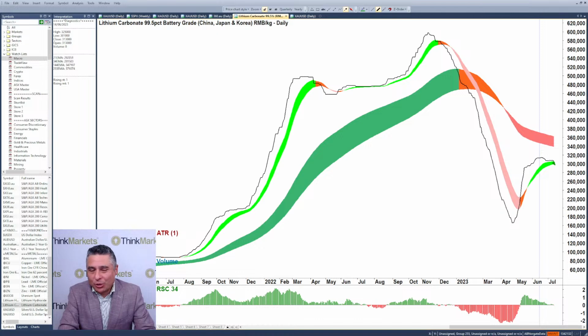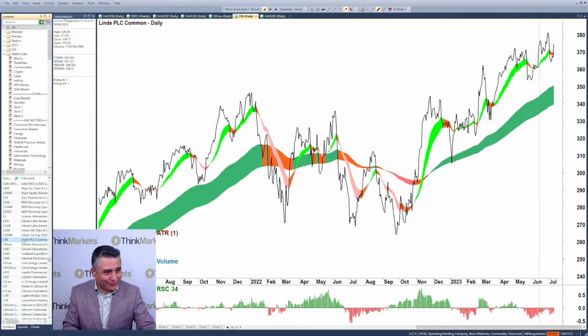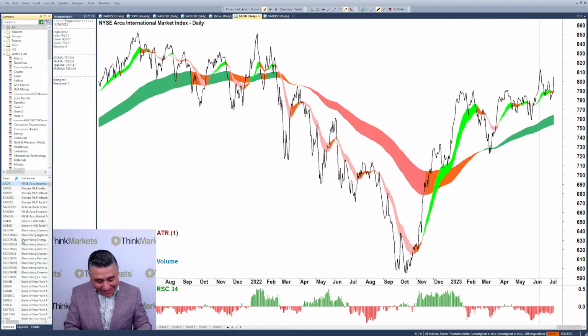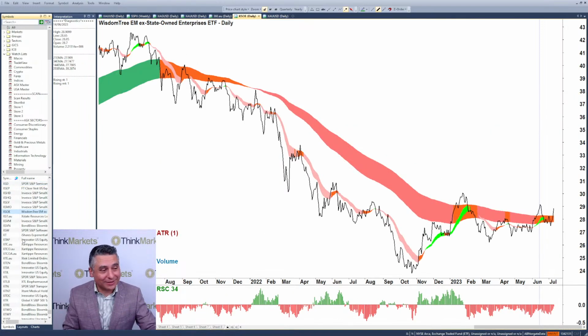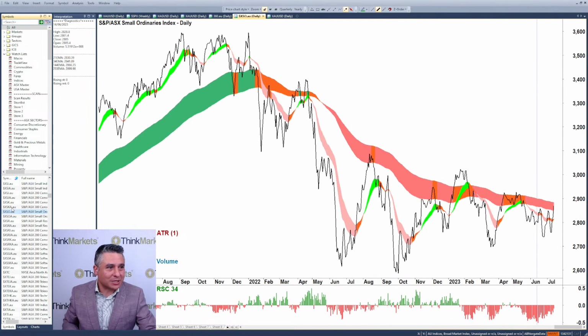Can we look at the small ordinaries for Colin? Small ords, we can look at it. I'm a little bit reluctant because I just think it's a little bit boring, but I can find it for you. XSO, perhaps? No, that's not it. No, dollar XSO. There it is. Small ordinaries, got it.